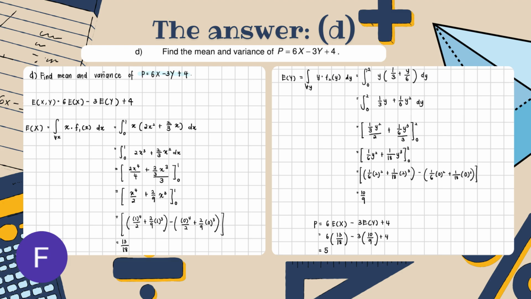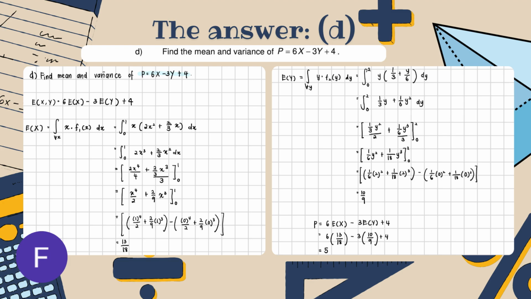Now, the same goes for E(Y). We need to integrate y times the function fy dy. We know that fy equals 1 over 3 plus y over 6 with the limit 0 to 2. Then we integrate it and multiply with y. We will get the expected value of y equals 10 over 9.